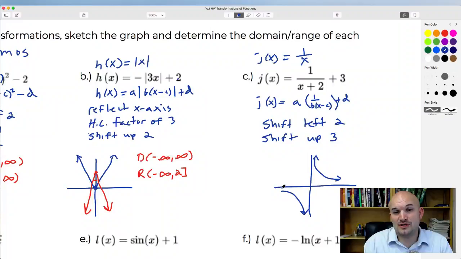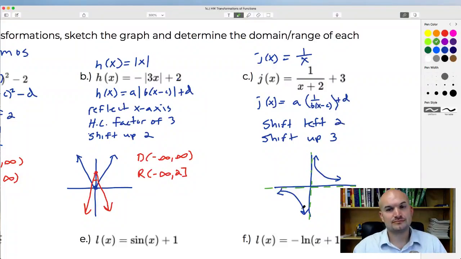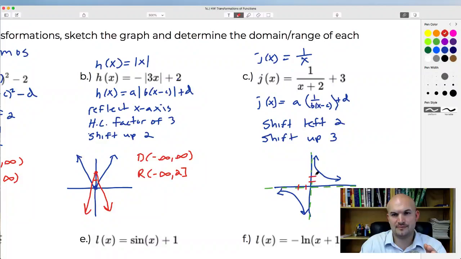Okay, and it's important to also understand that the reciprocal function has asymptotes. It has a horizontal asymptote at y equals 0 and a vertical asymptote at x equals 0. So when we're looking at this, now if we want to apply the transformations, what I usually just transform is the intersection of the two asymptotes. So the intersection of these two asymptotes is going to be shifted left 2 and then up 3.